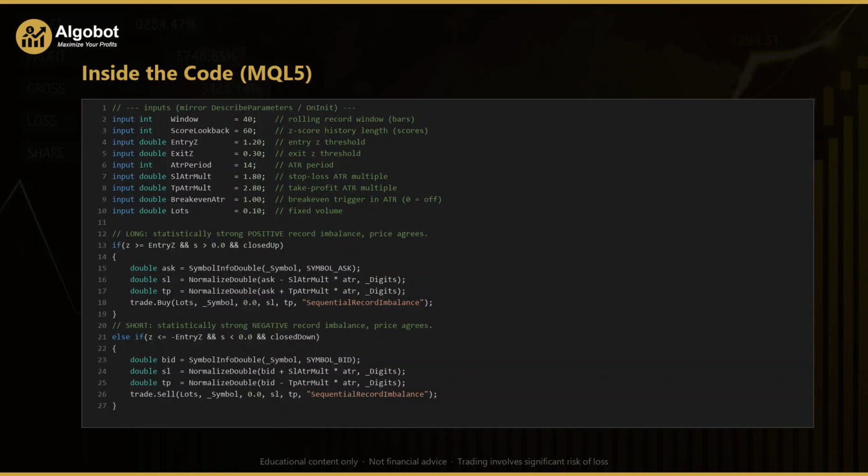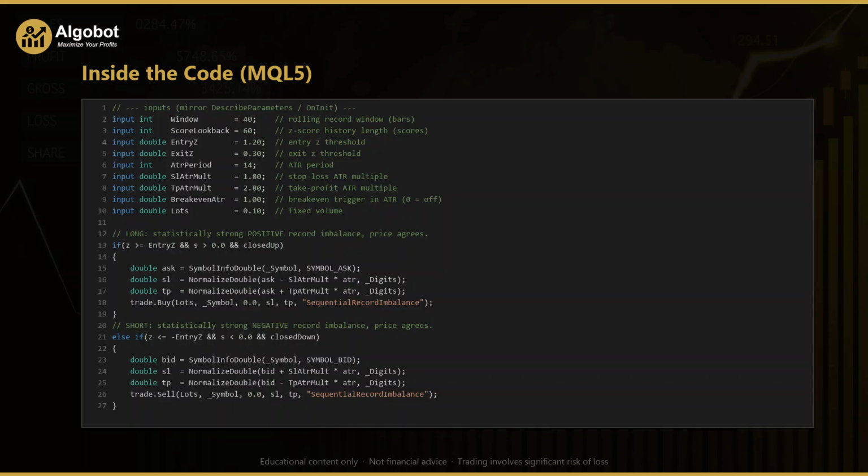The long block reads, if Z is greater than or equal to EntryZ, and the score S is positive, and the bar closed up, then the strategy acts. It reads the current ask price, sets the stop loss 1.8 ATR below it, sets the take profit 2.8 ATR above it, and calls trade.buy with those levels.